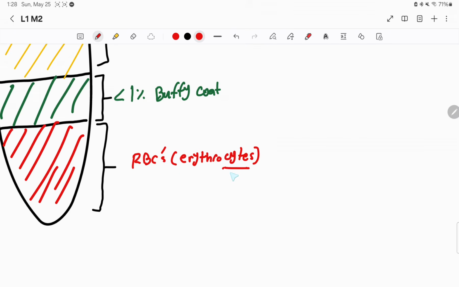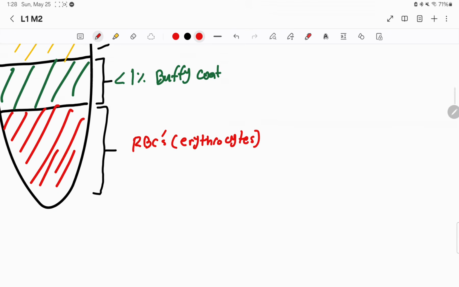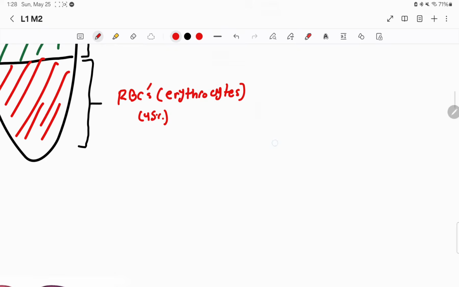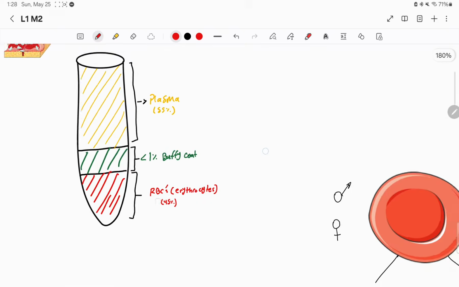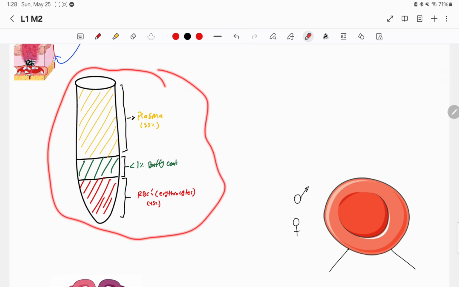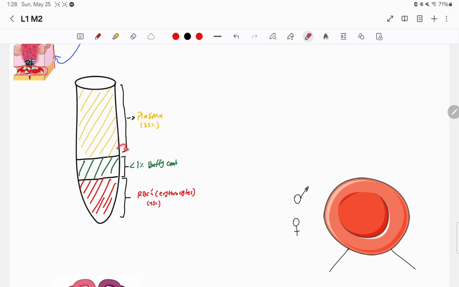Okay, so cyte means cell, erythro means red cells or red blood cells. Now these guys are 45% of your total blood volume. Alrighty, so now that we know what happens when you centrifuge the blood, you can actually see what the constituents of the blood are.